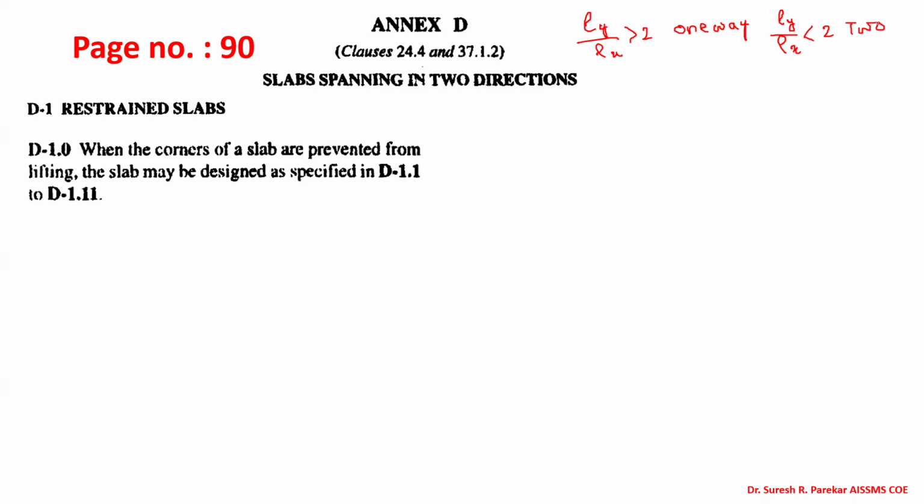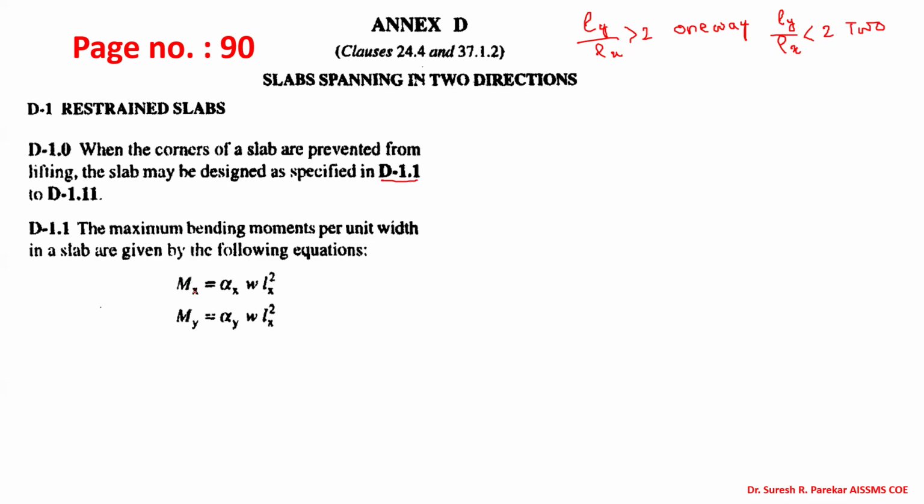So now restrained slab, we have D dash 1.1 to D dash 1.11. All these clauses are related with your two-way slabs. Now D dash 1.1 gives bending moment along x direction and y direction. We have this component same. This is WLx square and this is also WLx square. So these are same. Lx is the shorter dimension, considered as span, and Ly the longer dimension.